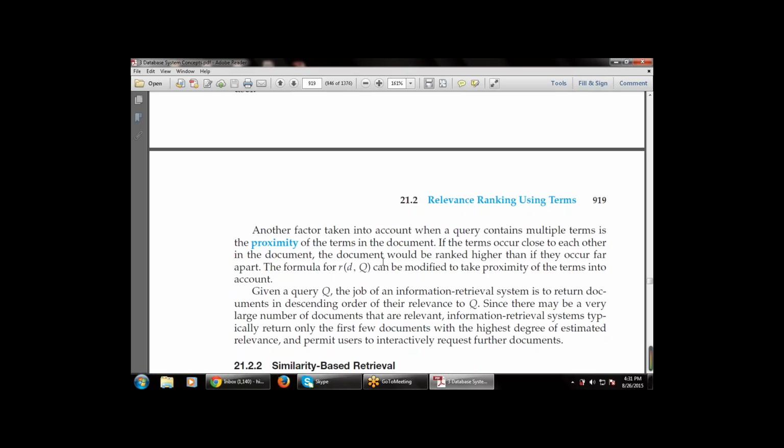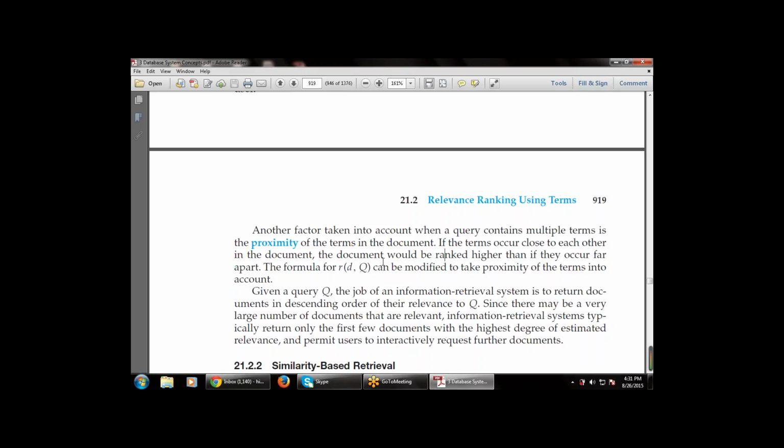The formula for R(D,Q) can be modified to take the proximity of the terms into account. Given a query Q, the job of an information retrieval system is to return the documents in descending order of their relevance to the query.